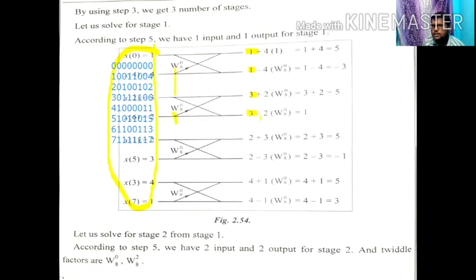So now minus into 2 into W8 power 0. So answer becomes 1. Similar for third butterfly and fourth butterfly. So in stage 1, here it requires only one input and one output. So let us solve for stage 2.